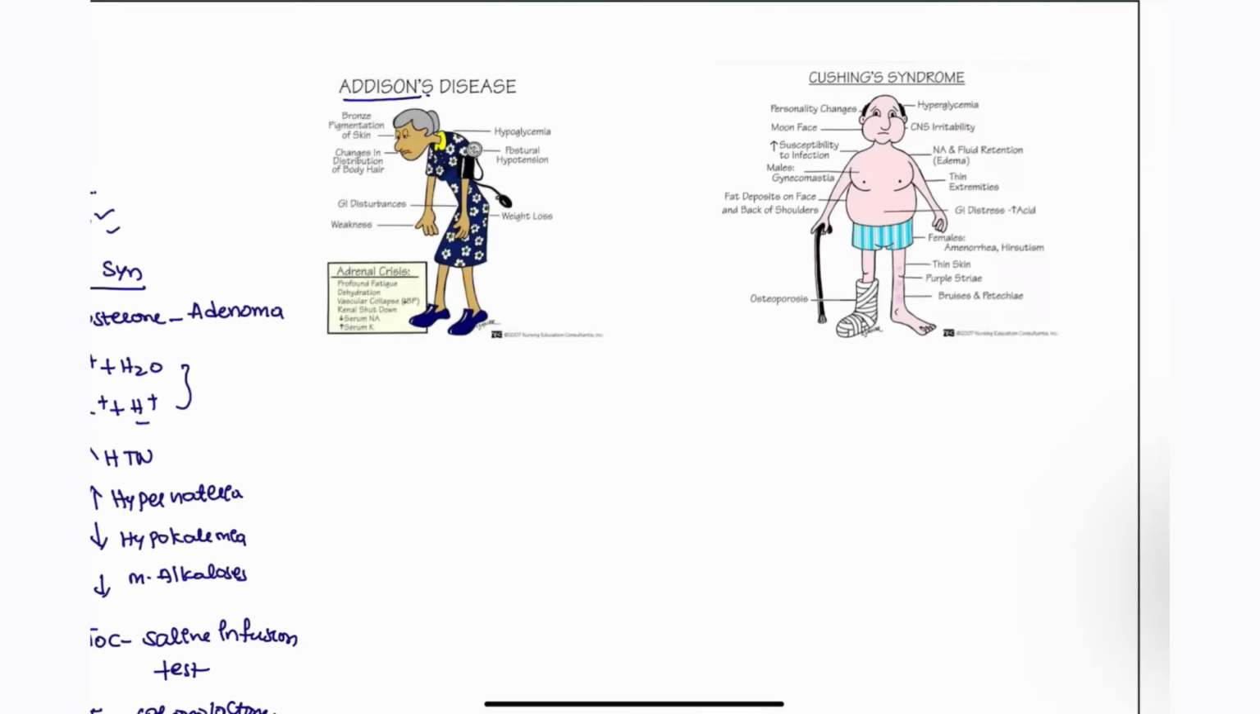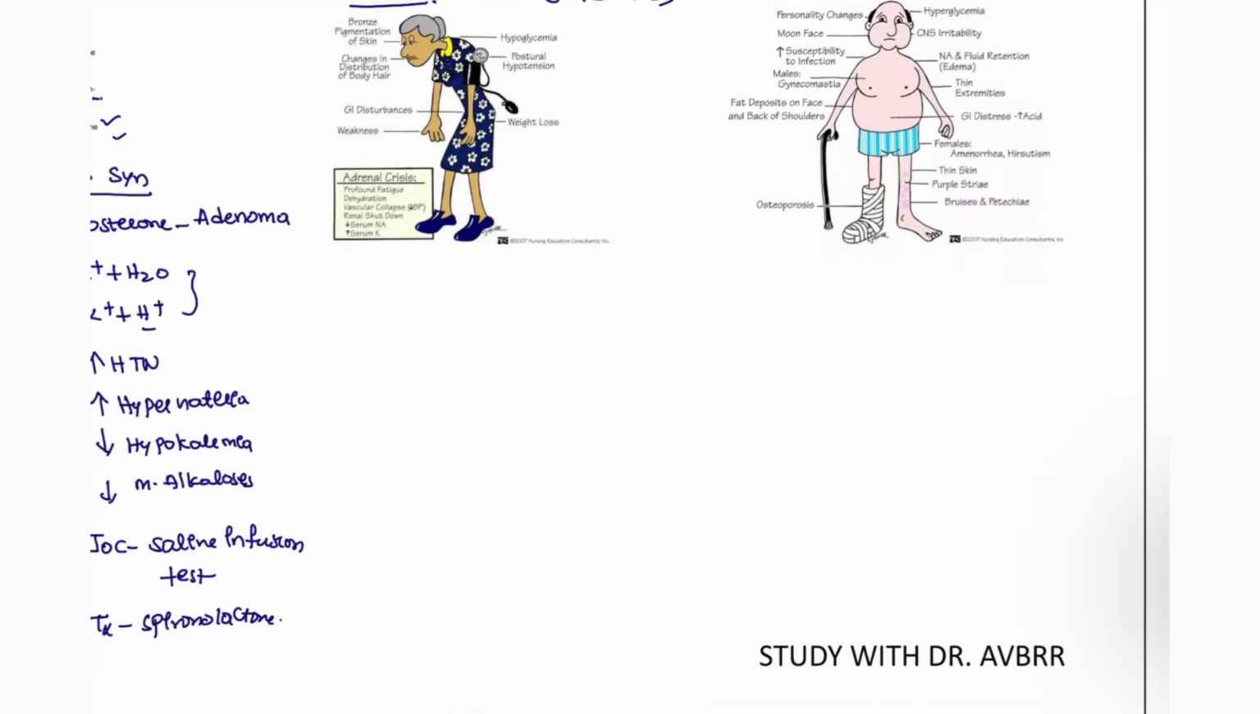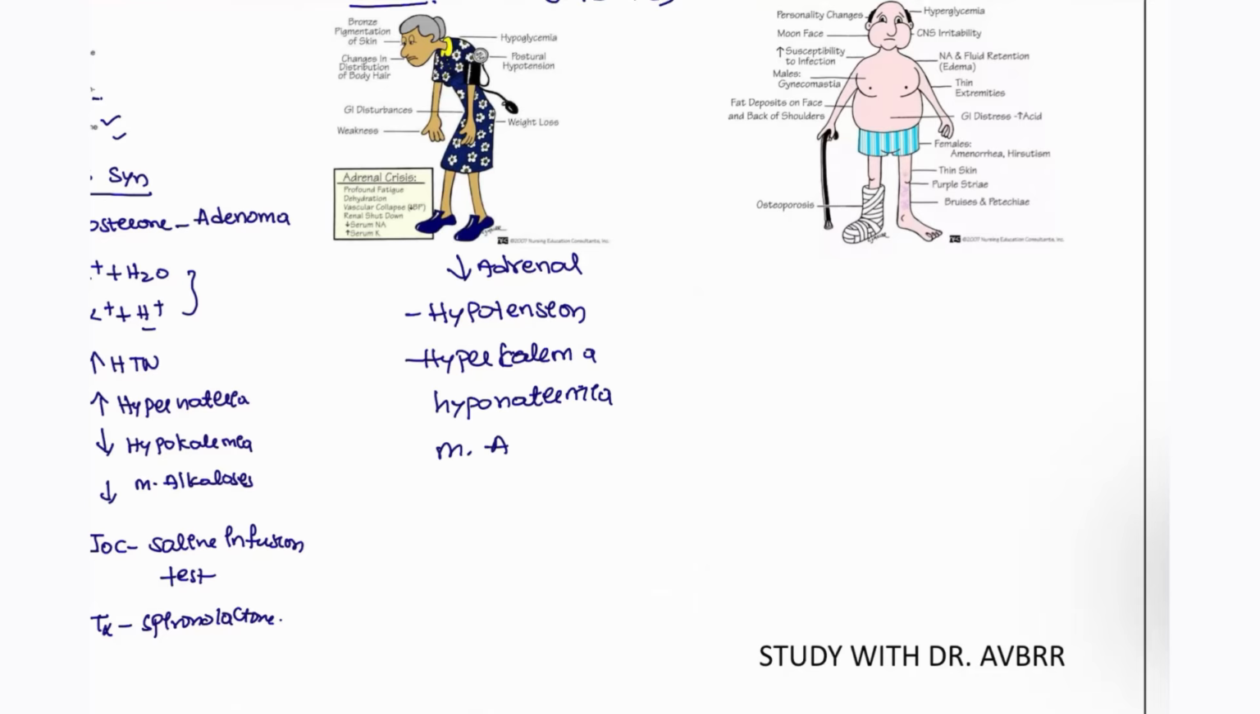Next, Addison's disease. For Addison's disease, the most common cause in India is TB. All over the world, it is when the patient is suffering from HIV. Okay. See, Addison's disease is the opposite. So here, adrenal action is completely down. So opposite to Conn's syndrome, this patient will suffer from hypotension, hyperkalemia, and hyponatremia, and metabolic acidosis will be seen.